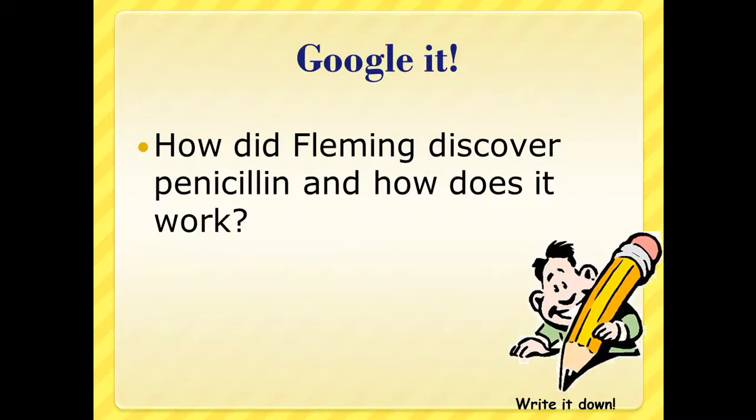And as just an example, I'm going to have you do another quick one. This is pretty easy because this answer is all over the internet. But what I'm going to have you do is Google this, and you're going to find out how Fleming discovered penicillin and how it works. So how he discovered it is pretty famous. You probably have already even heard about what happened. It was, we'll call it, kind of serendipity. It was a fortunate accident that he discovered penicillin.